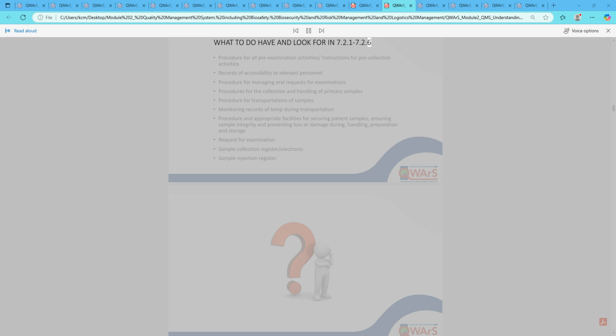7.2.1-7.2.6: Procedure for all pre-examination activities; instructions for pre-collection activities; records of accessibility to relevant personnel; procedure for managing oral requests for examinations; procedures for the collection and handling of primary samples; procedure for transportation of samples; monitoring records of temperature during transportation; procedure and appropriate facilities for securing patient samples, ensuring sample integrity and preventing loss or damage during handling, preparation, and storage; request for examination; sample collection register; electronic sample rejection register.